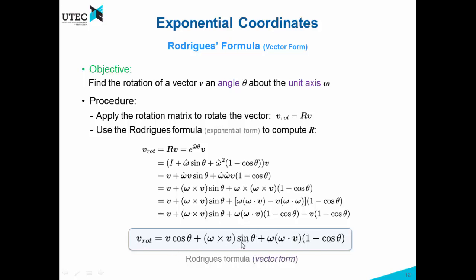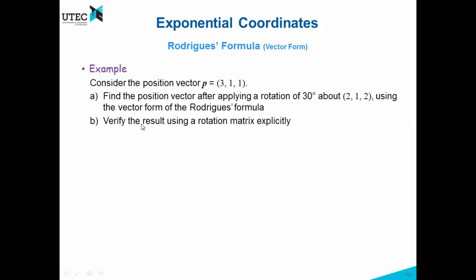But this Rodrigues formula applies directly the rotation to the vector. So this doesn't give a matrix. This applies directly the matrix to the vector. It can be sometimes computationally easier to apply this than to apply the previous one, but only if you are applying it to a vector. For example, we have this position vector, and we want to find the position after applying a rotation of 30 degrees about 2, 1, 2 using the vector form. And then we want to verify it using the rotation matrix.